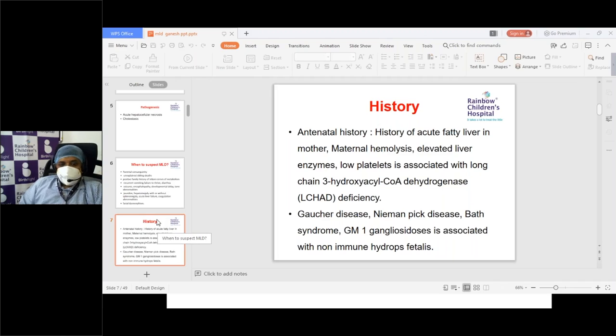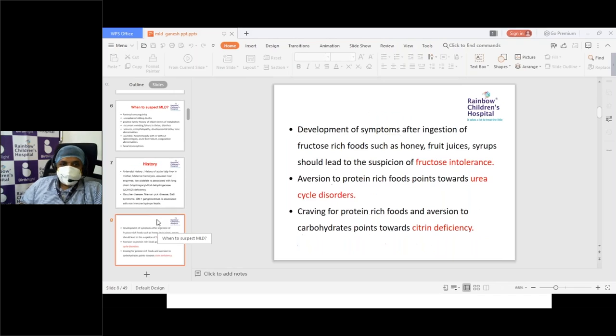Suppose a baby presents with hydrops fetalis, a non-immune hydrops fetalis, what storage disorders should one think of? Either we should think in terms of Gaucher, Niemann-Pick, Barth syndrome, GM1 gangliosidosis. These are all the conditions which are associated with non-immune hydrops fetalis.